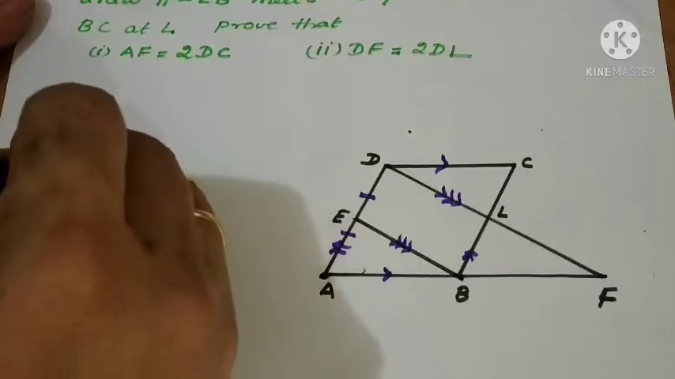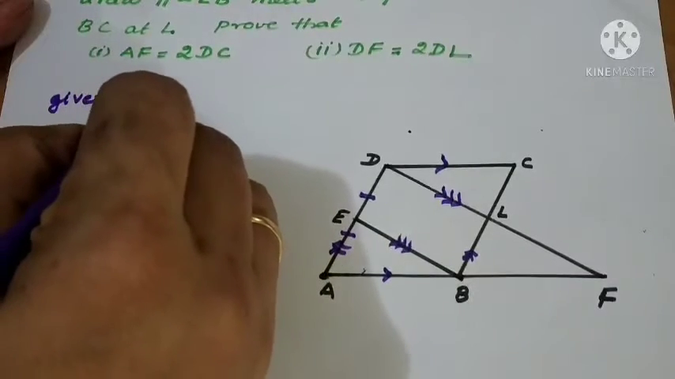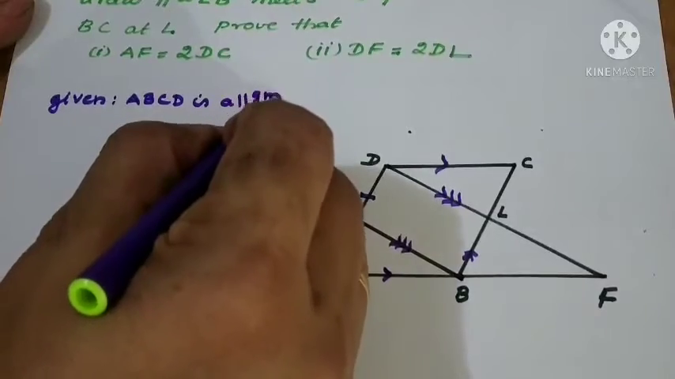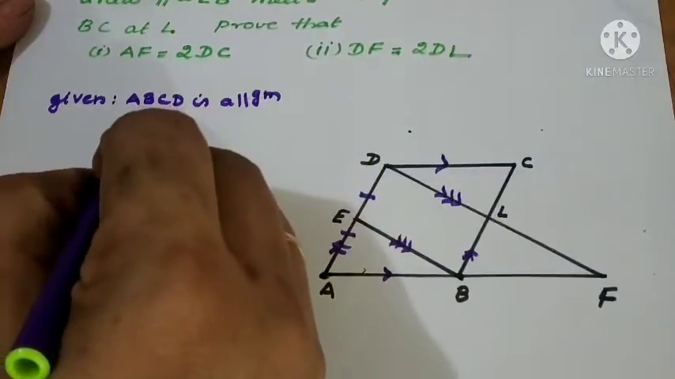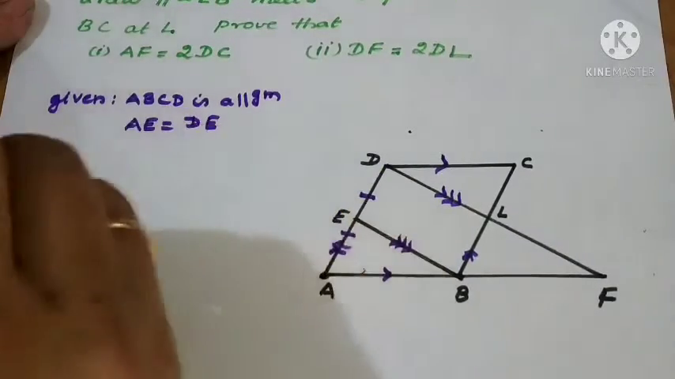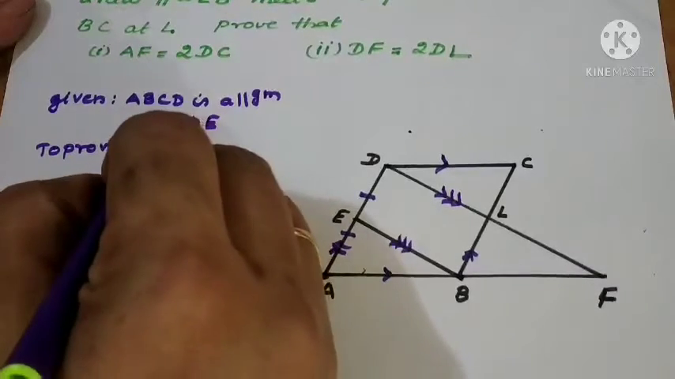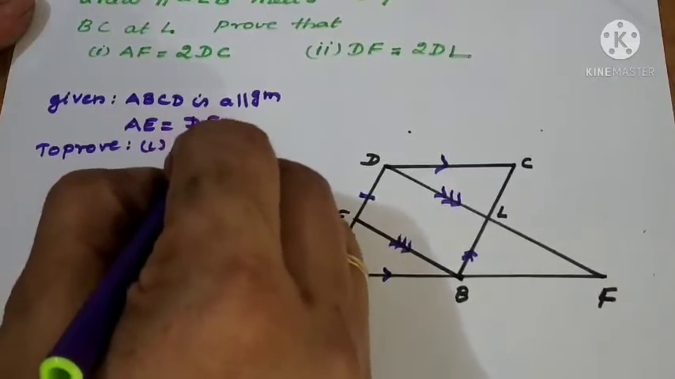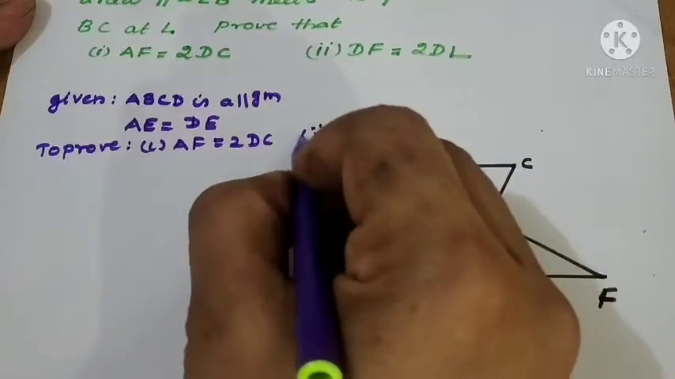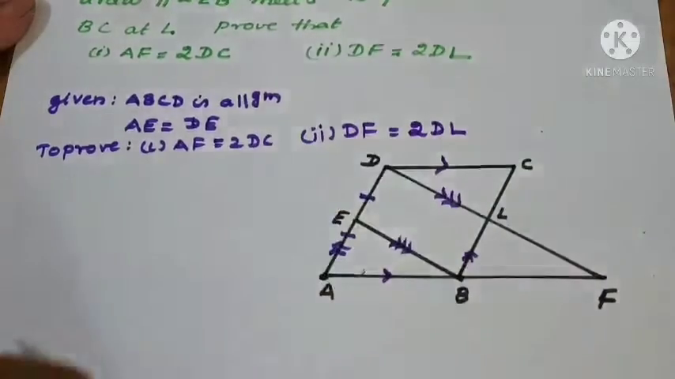So what is given in the question? ABCD is a parallelogram. E is the midpoint. So AE equal to DE. To prove: AF equal to 2DC, and number 2, DF equal to 2DL. Right.